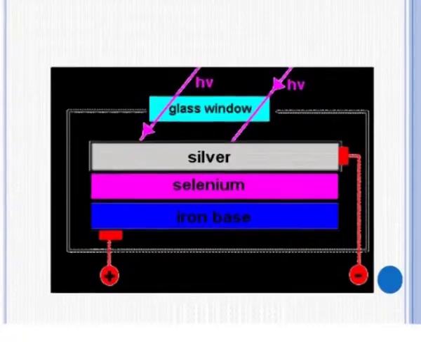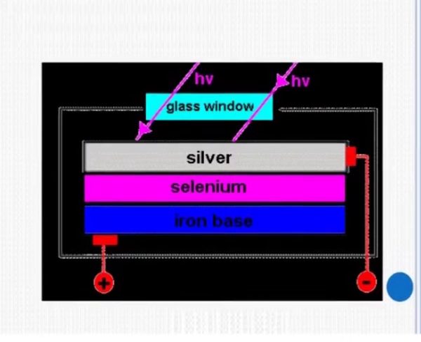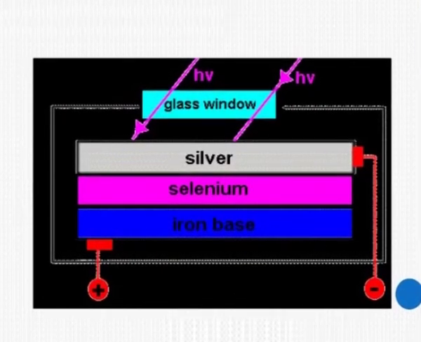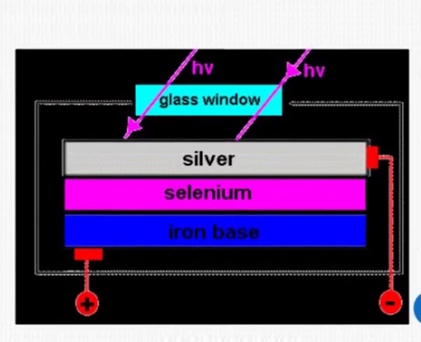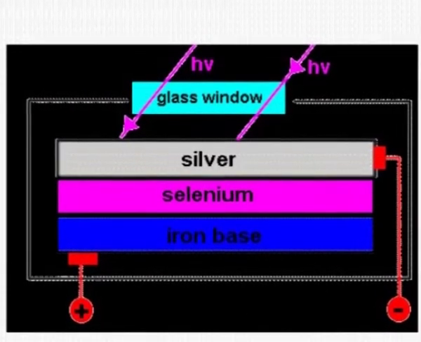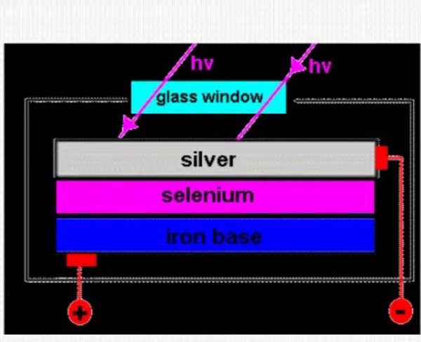Photovoltaic cells, barrier layer cells. It consists of flat copper or iron electrode on which semiconductor such as selenium is deposited. On the selenium, a thin layer of silver or gold is sputtered over the surface.